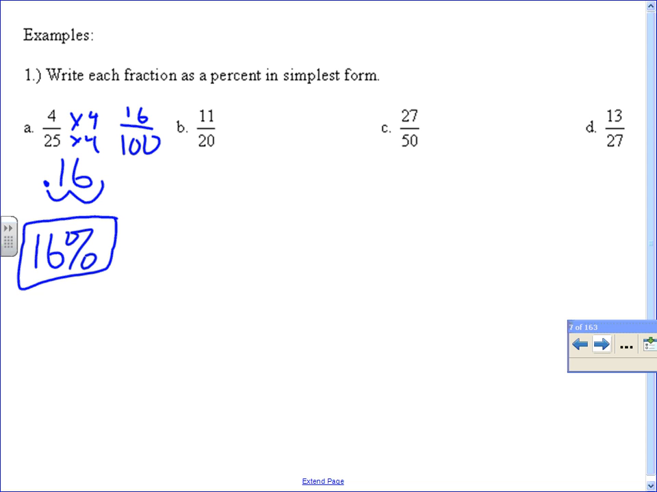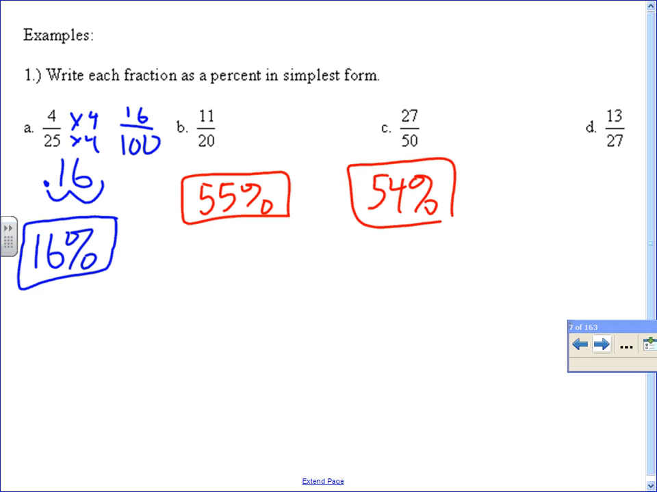to your percent. Okay, so let's go to letter B, 11 over 20. So what is this one as a percent, Briar? Good, 55%. Either change it to 55 over 100, or use your calculator, do 11 divided by 20. You get 0.55. Move the decimal to the right 2 places. Either way is fine. Okay, Adam, what'd you get for letter C? Good, 54%. And Sean, how about letter D?